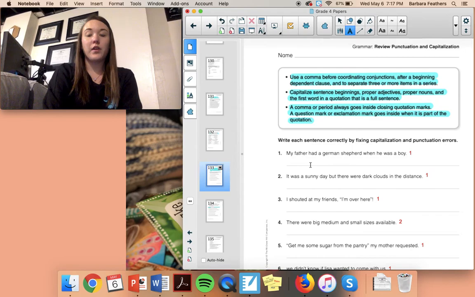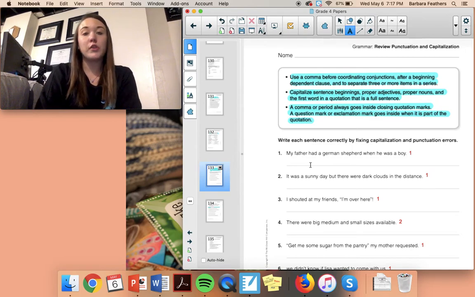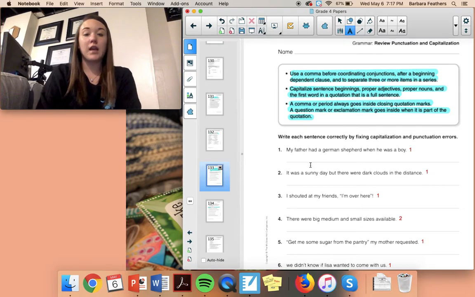Page 133 is a review of punctuation and capitalization. In the box, it reminds us of 3 grammar rules. So for the first one, it says that we use a comma before coordinating conjunctions, after a beginning dependent clause, and to separate 3 or more items in a series. The second review is that we capitalize sentence beginnings, proper adjectives, proper nouns, and the first word in a quotation that is a full sentence.